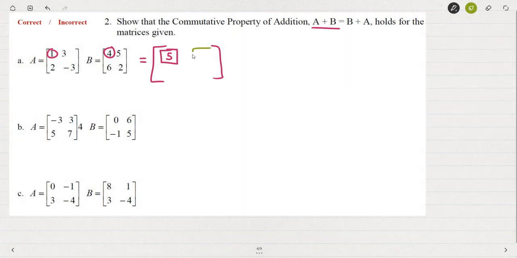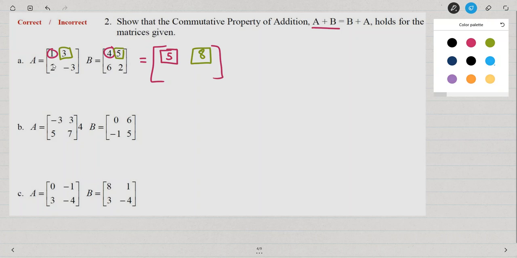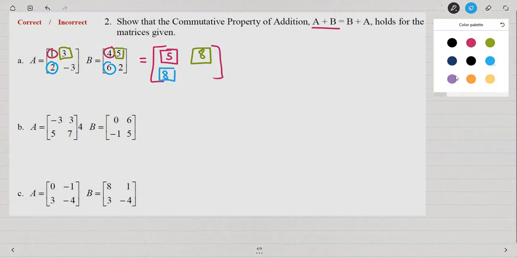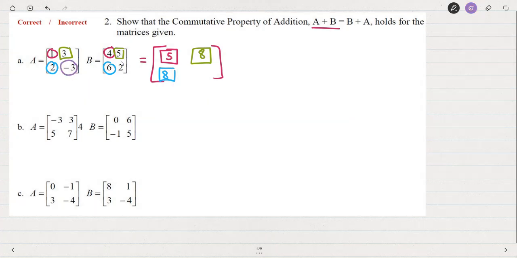And then to get this element row 1, column 2, we're going to take the 3 and the 5 and add those. And then we could add 2 to 6 to get 8. Add -3 to 2. -3 plus 2 is -1. And that's our new element here. And that's all there is to it.